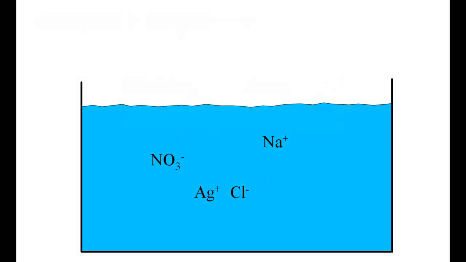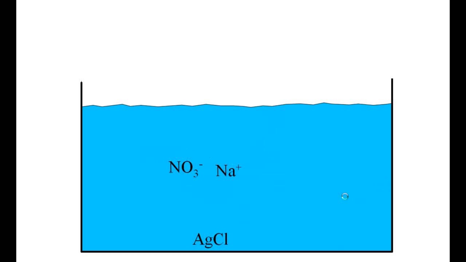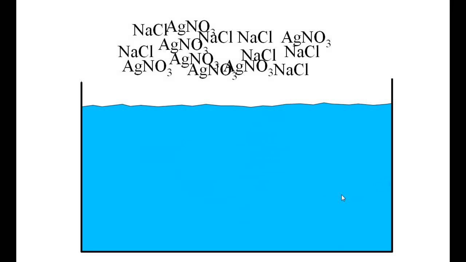And they move around until the silver and the chloride come together, and you see them form a material that starts to cloud and then settle at the bottom of the container. This is a solid. It's called silver chloride, and we know this as a precipitate. The sodium and the nitrate do not come together. They stay there as ions.